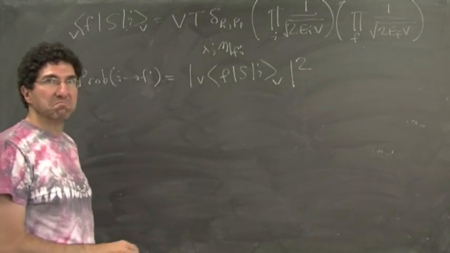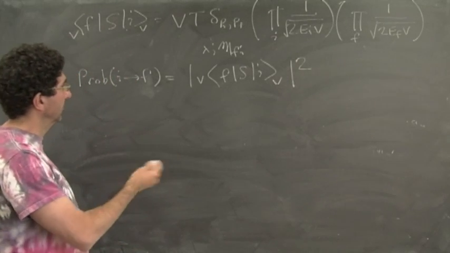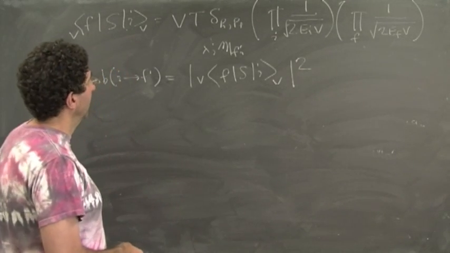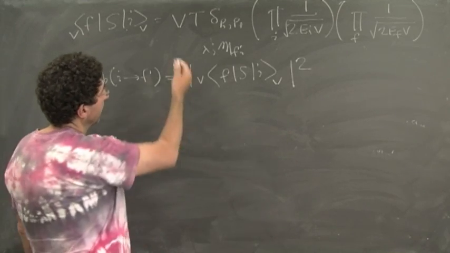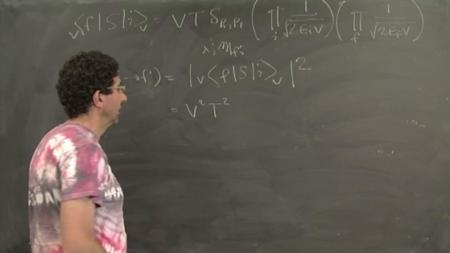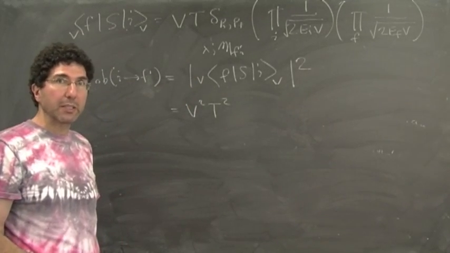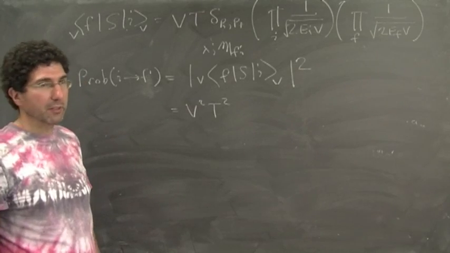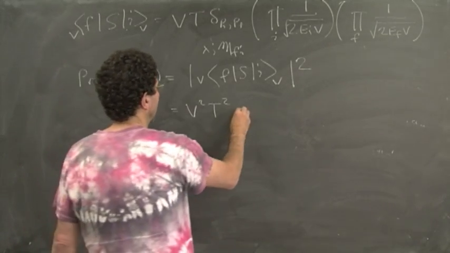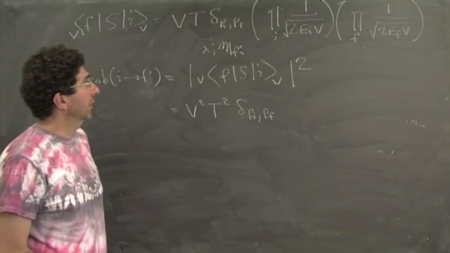Okay? Because this is now a discrete normalization. There are no subtleties. This is just a probability, right? Okay. And so now we know how to square this. So we get V squared T squared. And the square of a Kronecker delta is just a Kronecker delta, because the square of 0 is 0, and the square of 1 is 1, so it's just a Kronecker delta again. There's no fear of squaring a delta function if it's a Kronecker delta.